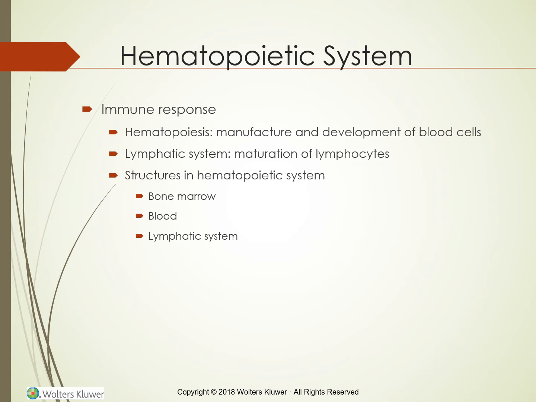Lymphoid stem cells are converted to lymphocytes, white blood cells with immune functions. Each component of blood has specialized functions.